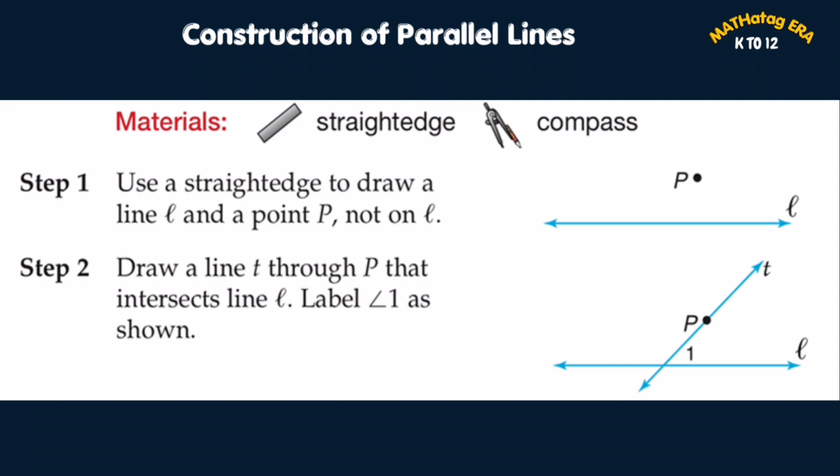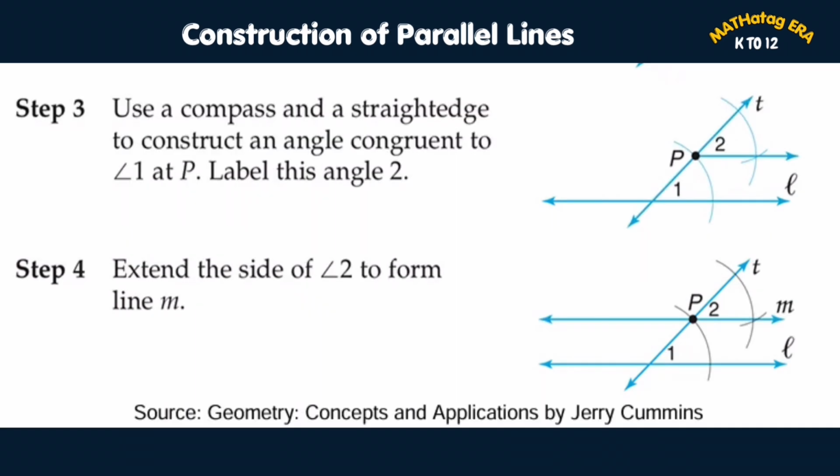Draw a line T passing through point P and intersecting line L. Label the angle formed as angle 1. Using your compass and straight edge, construct an angle congruent to angle 1 at point P. Label this newly constructed angle as angle 2. Because the angles are congruent, angle 1 is congruent to angle 2.